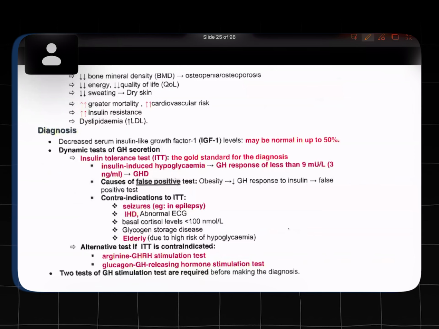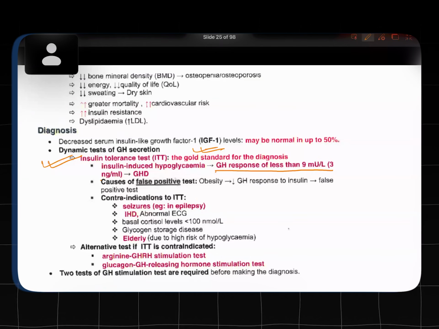So how will you diagnose? Diagnosis is again by the insulin tolerance test, which is the gold standard. A growth hormone response of less than 9 milliunits per liter is growth hormone deficiency. So if there is normal growth hormone, then if you give insulin, growth hormone will rise. If it is deficient, the growth hormone levels will not rise. The response is less than 9 milliunits per liter or less than 3 nanograms per ml.